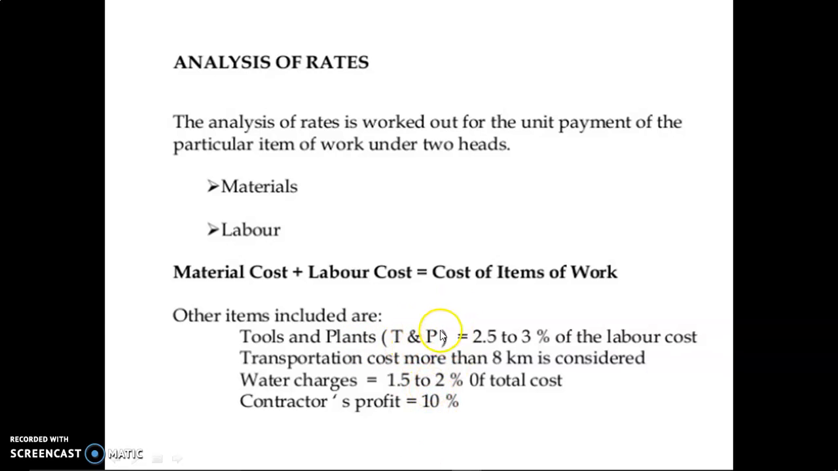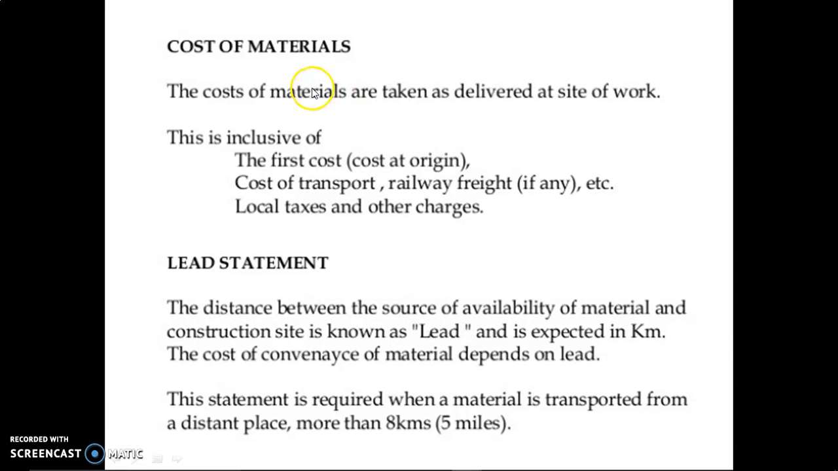That's why we have to include these parts. Now cost of materials. The cost of materials is taken as delivered at site of work. This is inclusive of the first cost of transportation and local taxes and other charges.